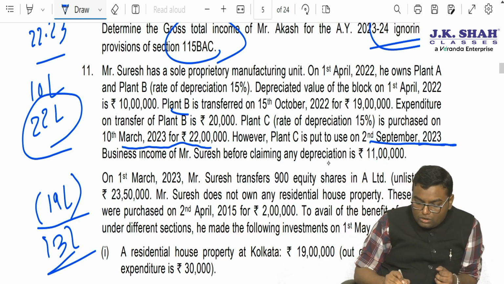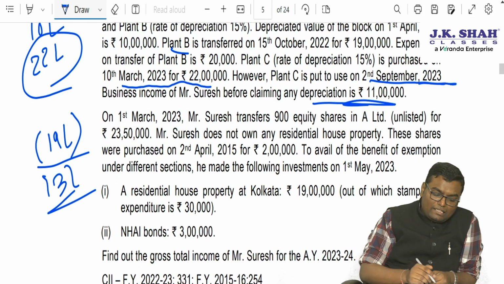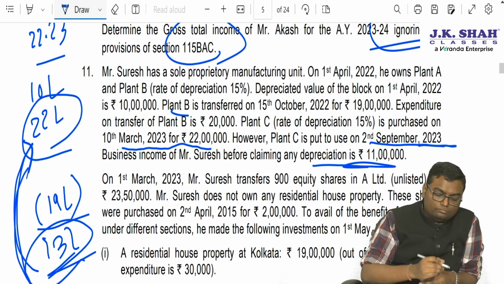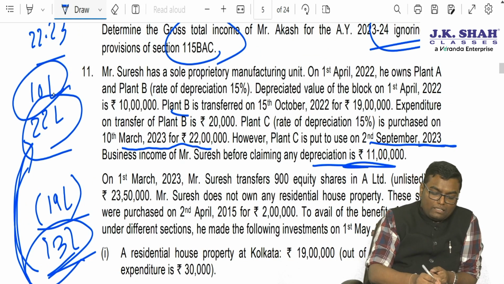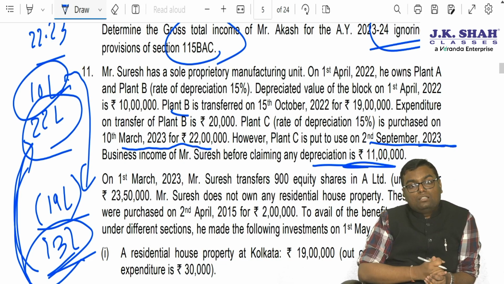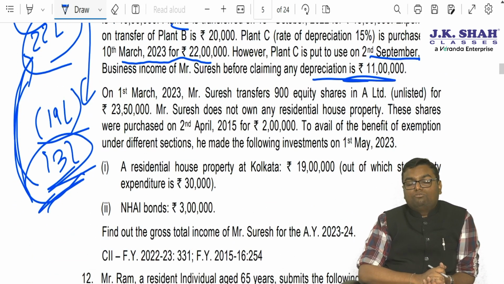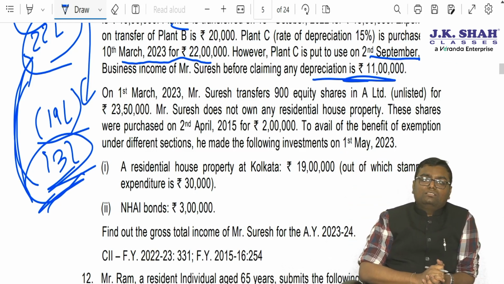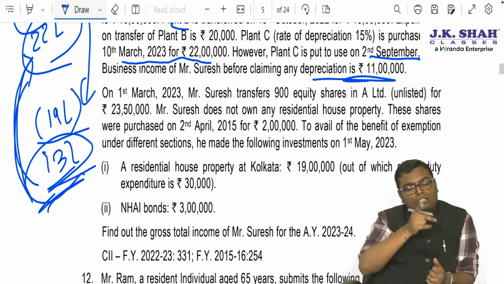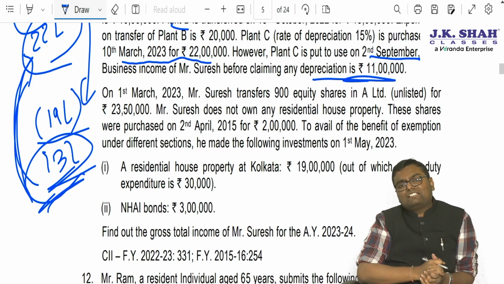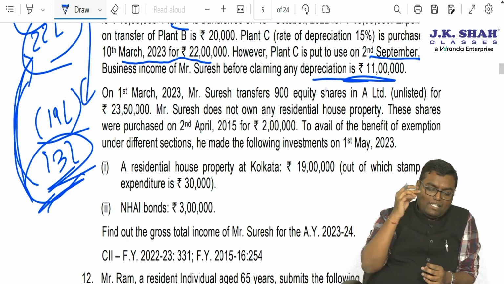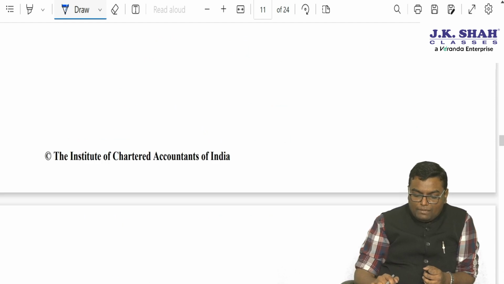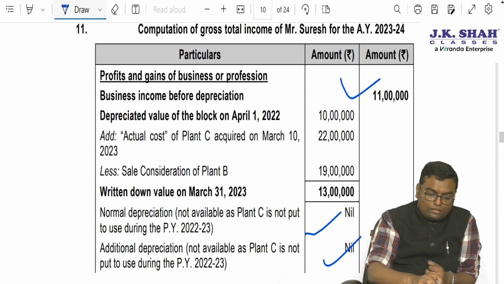Business income of Mr. Suresh before claiming any depreciation is 11 lakh. Now understand, the value of the block is 13 lakh, and this 13 lakh reflects totally this 22 lakh from the addition, because the opening block is totally deleted by the sale value. But I cannot calculate depreciation on this 13 lakh. Why can I not calculate? Because this asset is put to use in the year 23-24. Then depreciation, or additional depreciation because he is a manufacturer, both normal and additional depreciation will start from the year 23-24. So as of now, though the value of the block is 13 lakh, the depreciation value will be 0. And that's why the PGBP income will be calculated only as 11 lakh.